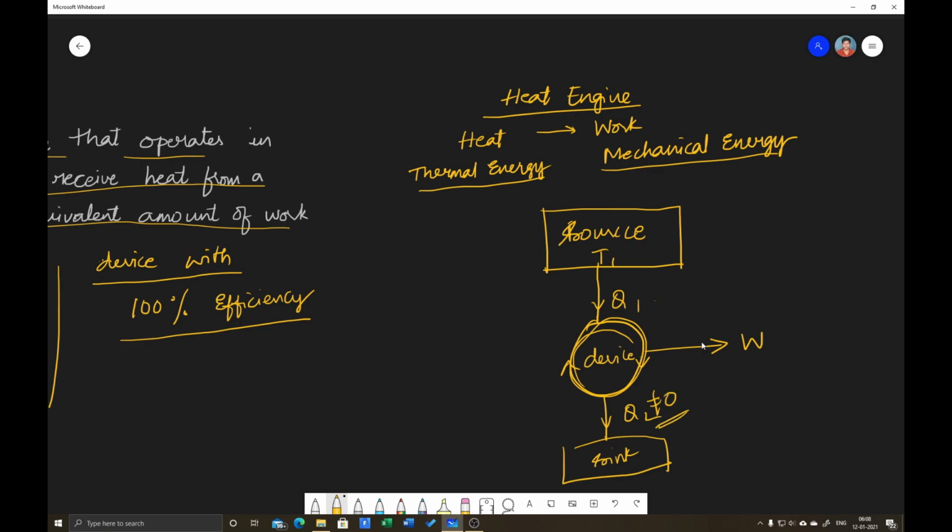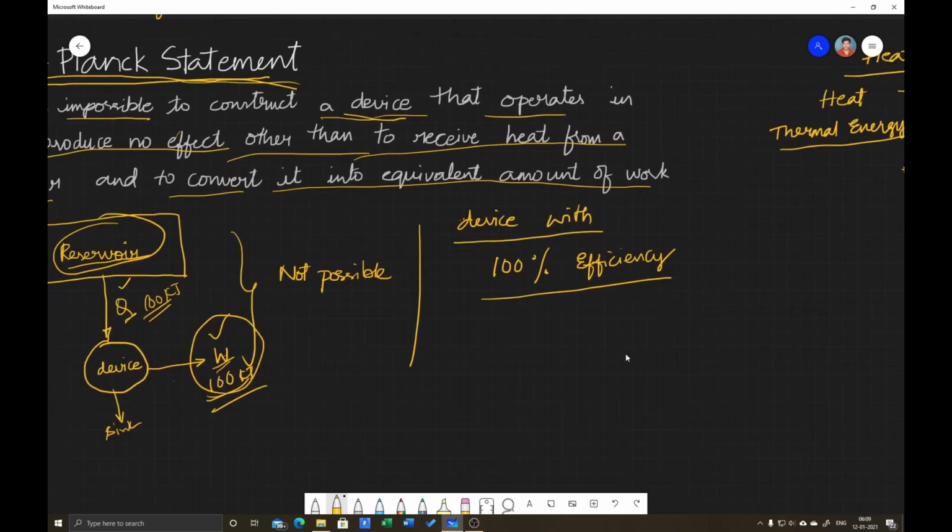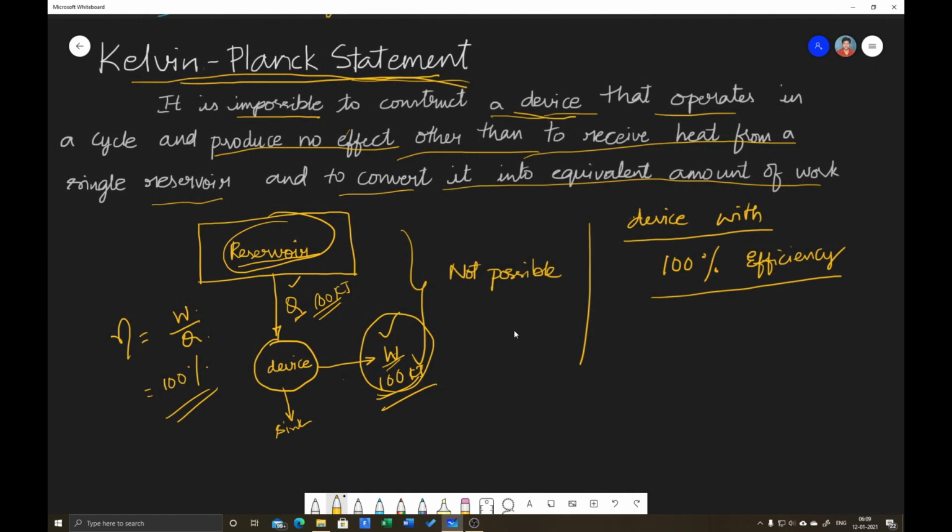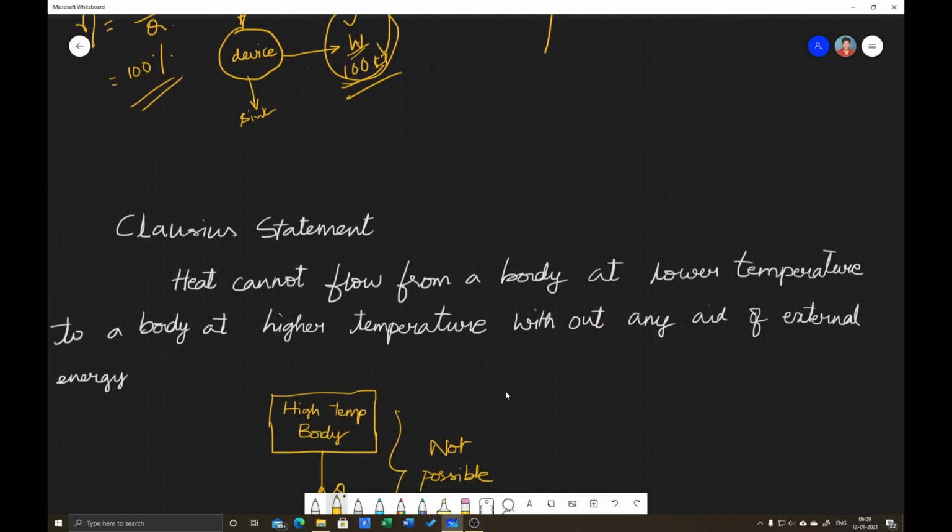This cannot be 0. If it is 0, Q1 is equal to W. That means whatever heat is taken by the device is converted to work. According to the first law, this is possible. The first law says that heat and work are mutually convertible. What the second law is saying is that they are not equal. It is possible to convert, but some part should be rejected. From the Kelvin-Planck statement, you have to understand that it is not possible to construct a 100% efficient engine.